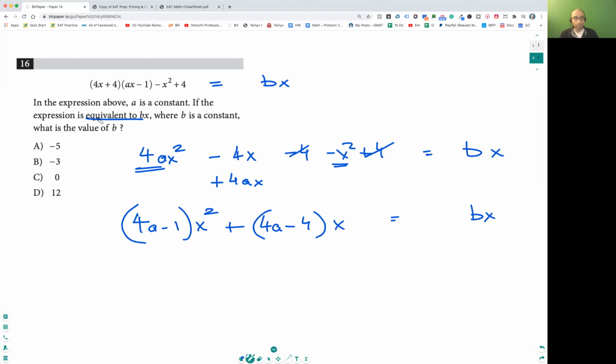Now they're saying, remember, whenever they say is equivalent to, all you've got to do is compare the coefficient of the x squared term. So what's the x squared term? It's nothing, right? So it's 0.